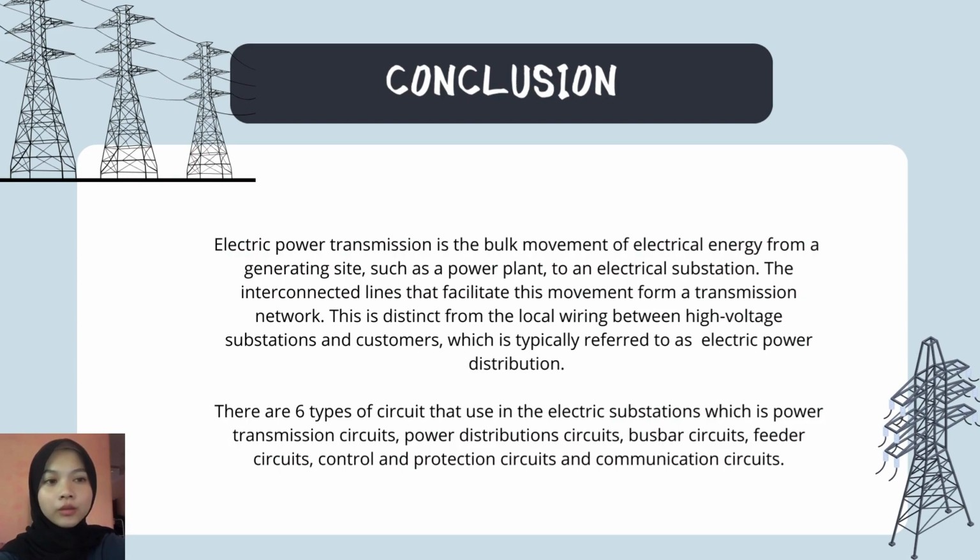Conclusions. Electric power transmission is the movement of electrical energy from a generating site, such as a power plant, to an electrical substation. The interconnected lines that facilitate the movement form a transmission network. This is distinct from the local wiring between high voltage substations and consumers, which is typically referred to as electric power distribution. There are 6 types of circuit that are used in an electric substation, which are power transmission circuit, power distribution circuit, busbar circuit, feeder circuit, control and protection circuit, and communication circuit.